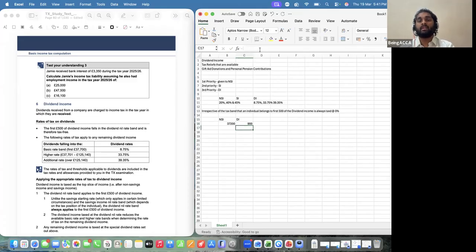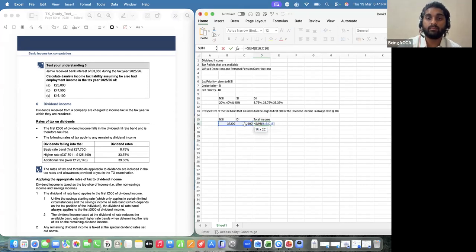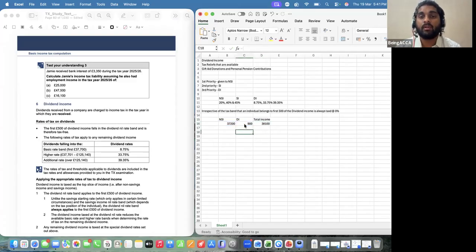Okay, we have dividend income, and let's assume that this is your taxable income and not your total income, which means these incomes are after deducting your personal allowances. So total income is equal to the sum total of these. Now we have 38,100 on our hands. Now what will happen? First, taxation should always be done for non-savings income.